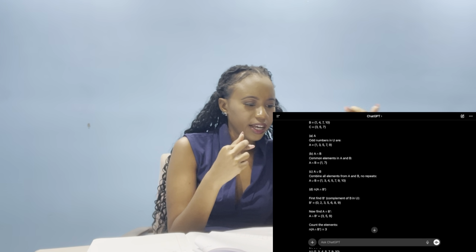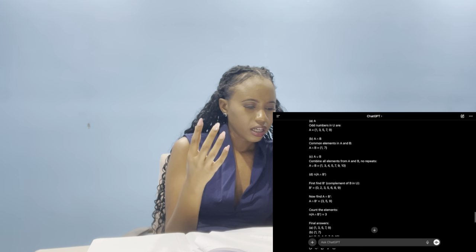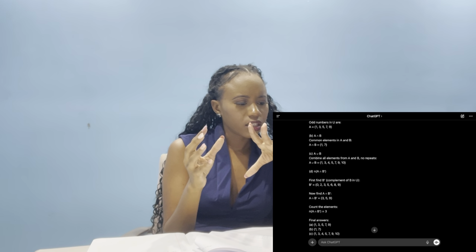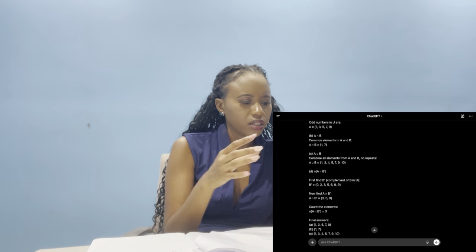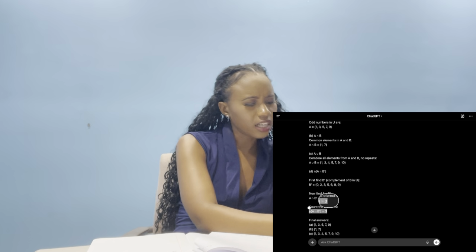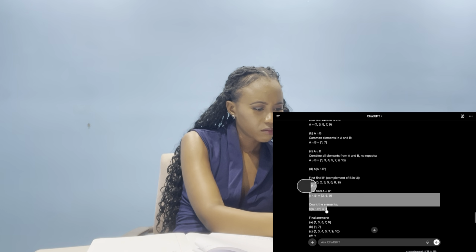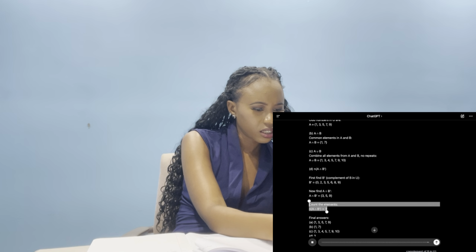So now find A intersection B complement. That would be what A and B complement have in common, what they share, and they both share 3, 5, and 9. So now it's n of that. So n means count the elements. Let's ask Chat that.